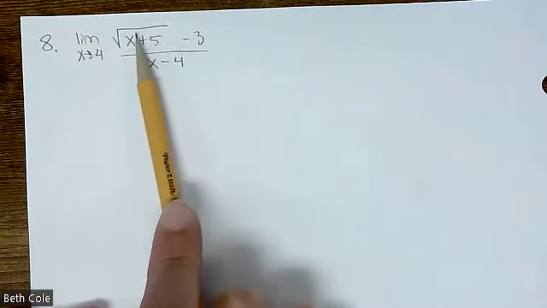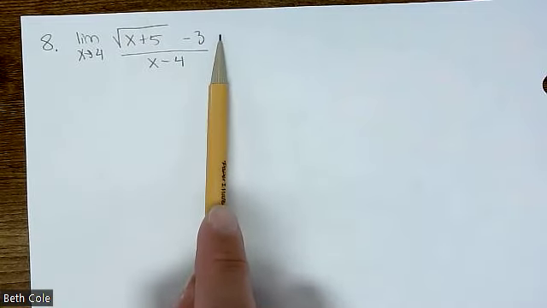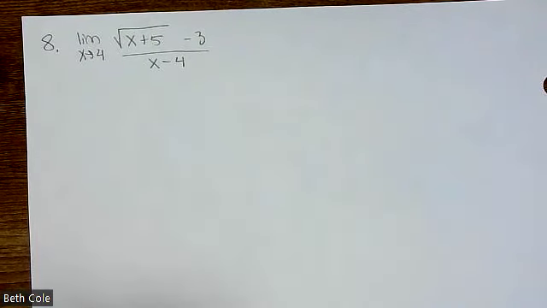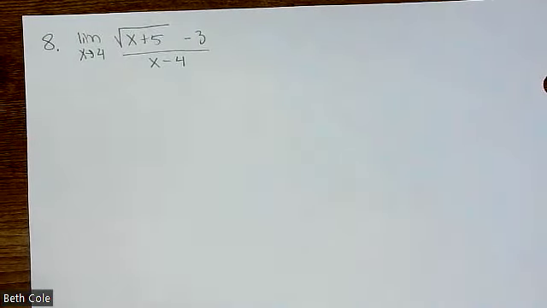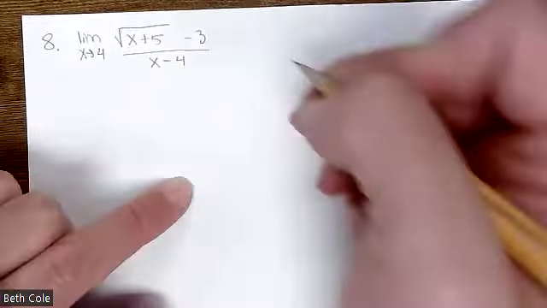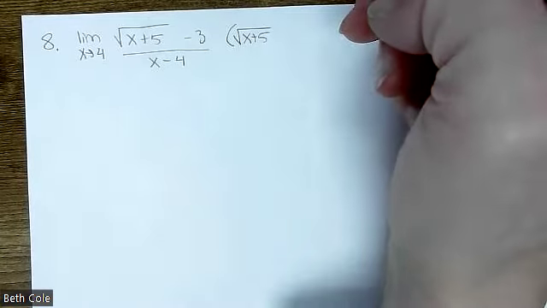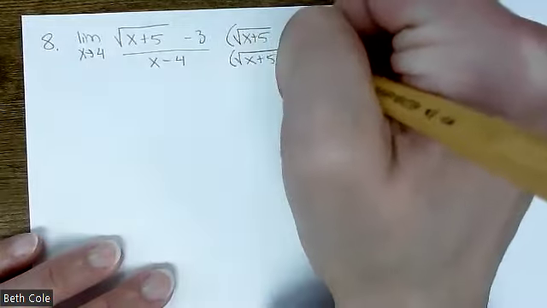4 plus 5, 9. Square root of 9, 3 minus 3 is 0. And then down here, 4 minus 4 is 0. So 0 over 0 means there's a hole. You have to somehow, some way, get something to cancel. Whenever there is a square root, you multiply by the conjugate. That's what gets things to cancel, is a conjugate. So instead of square root of blah, blah, blah minus 3, it's going to be square root of blah, blah, blah plus 3. Good. And you're going to multiply that to the numerator and the denominator.